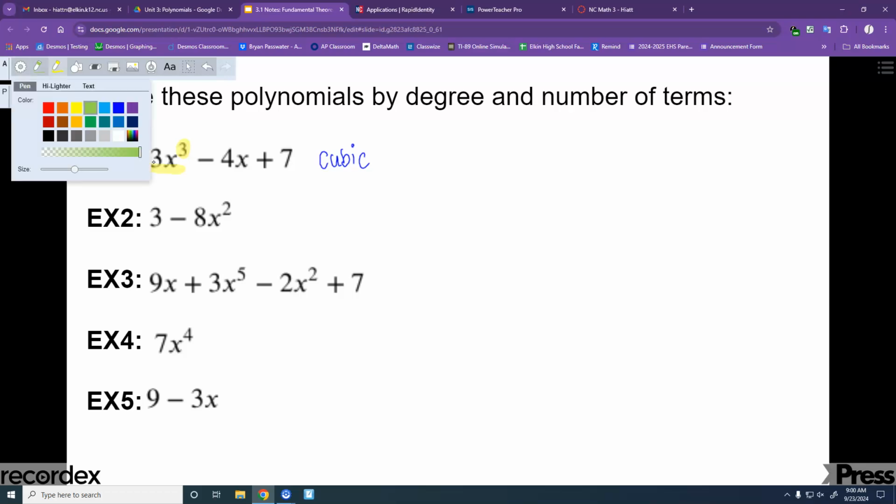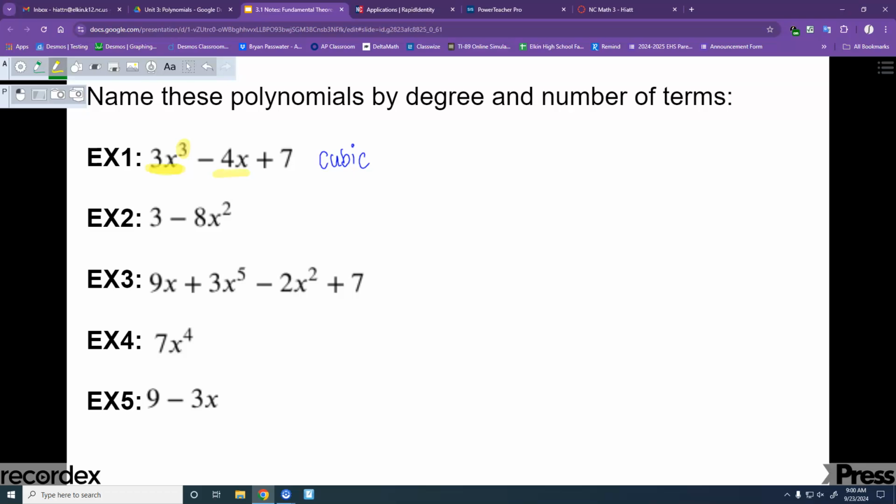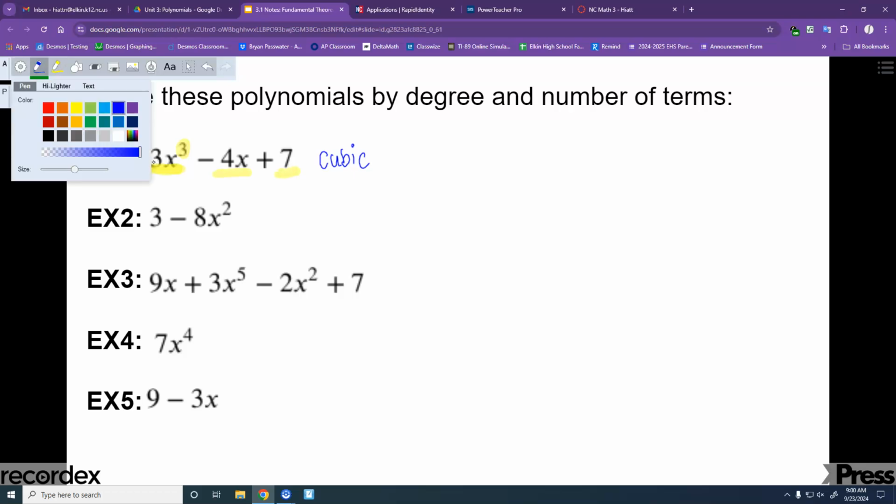I don't know why it's not letting me change colors. This is all messed up. Yeah, I think I just need to try uninstalling that and installing it again. It's not working like it's supposed to.